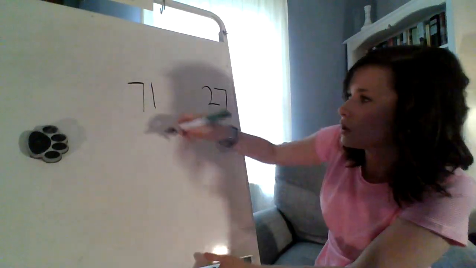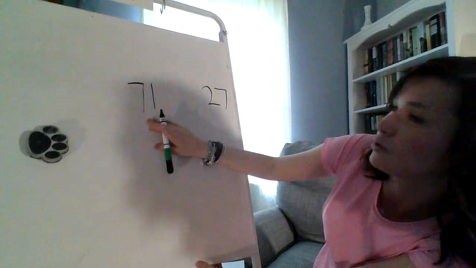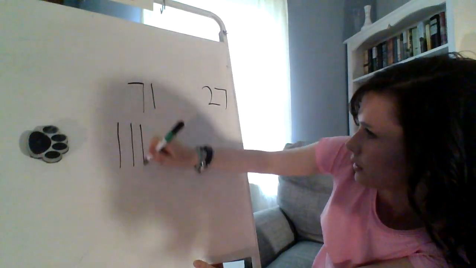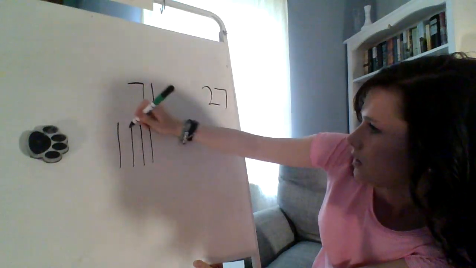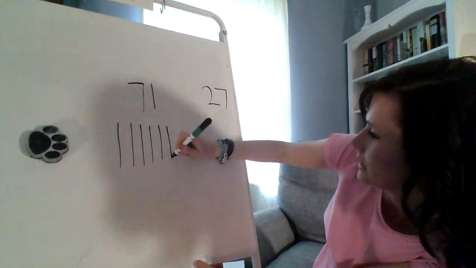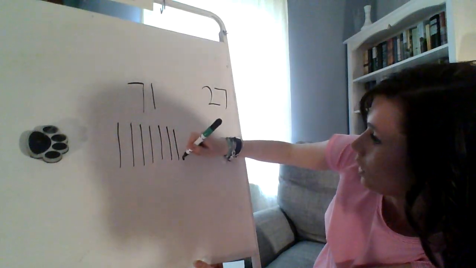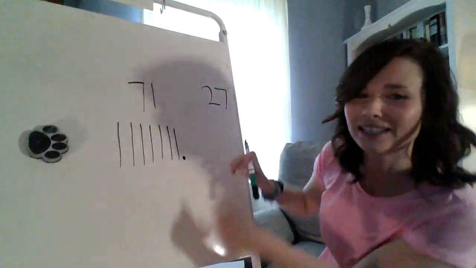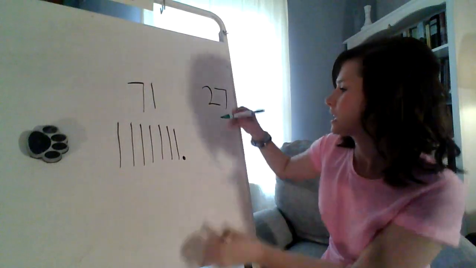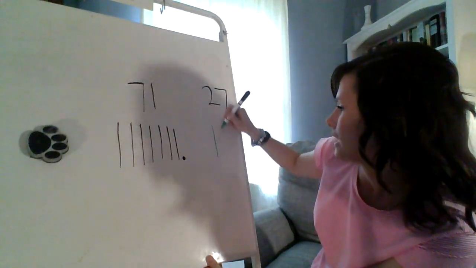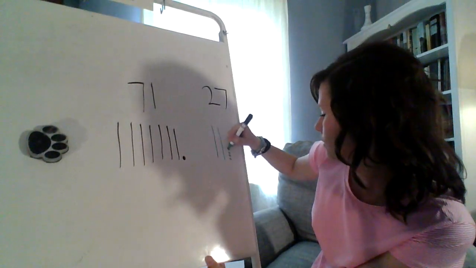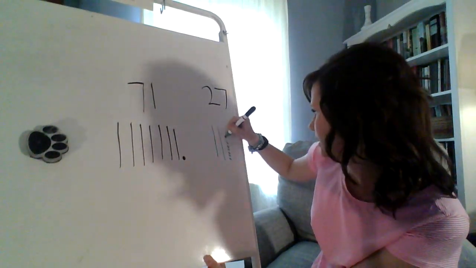If you're confused, you can draw these out. Ready? I'll draw this one using quick 10s and 1s. 10, 20, 30, 40, 50, 60, 71. Big number. Well, I'll draw 27. I'm going to switch colors. 10, 20, 21, 22, 23, 24, 25, 26, 27.